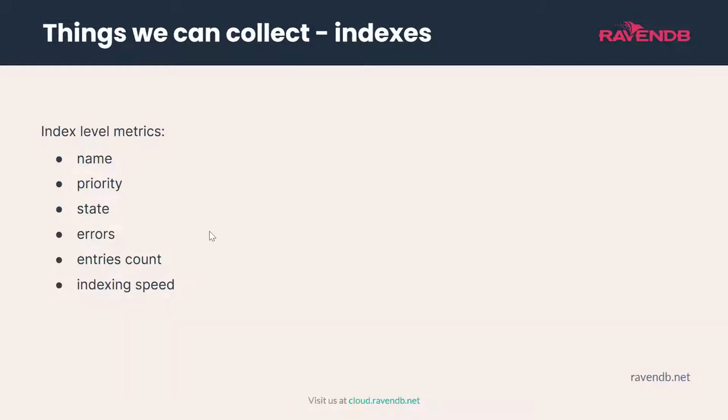About the indexes, we can monitor name, priority, state, amount of errors, how many entries we have in a given index, and indexing speed. Of course, in order to determine which index it is and inside which database, we also include information about the server, the database name, and the index, which allows us to filter data.